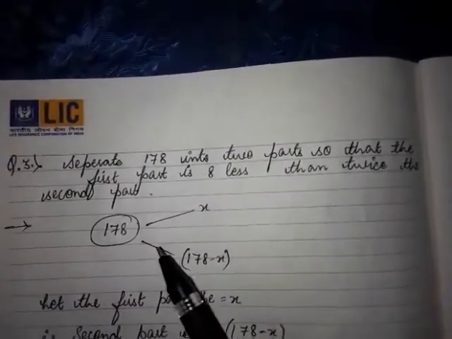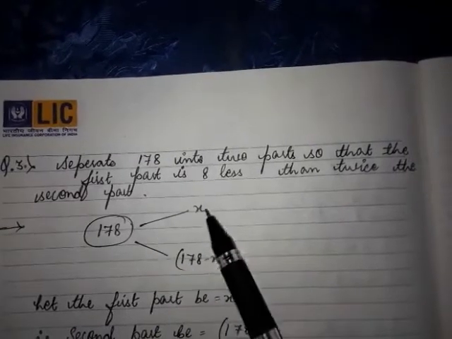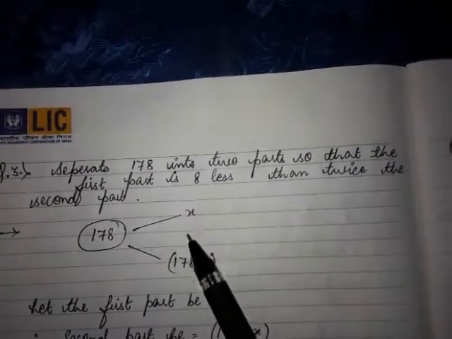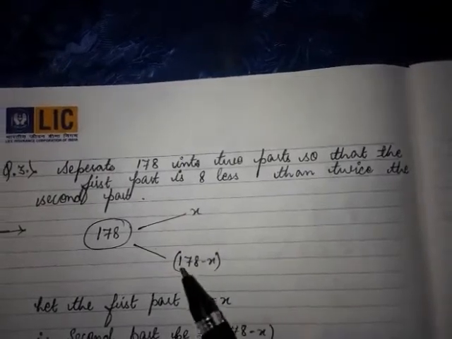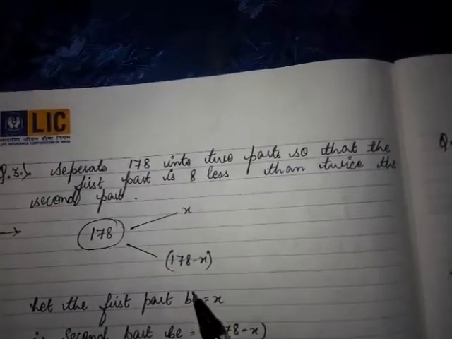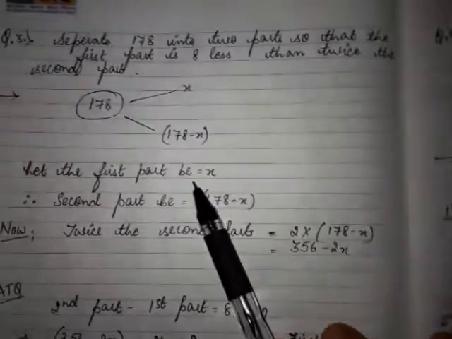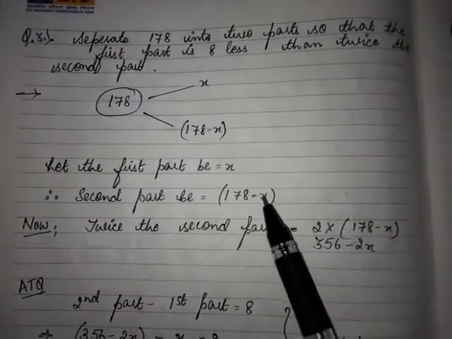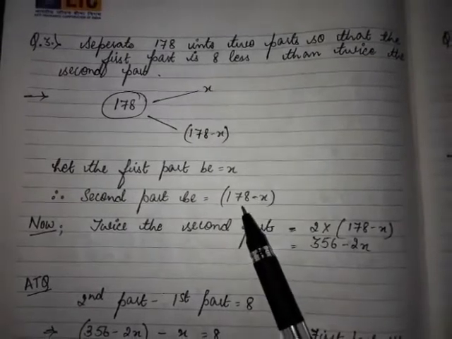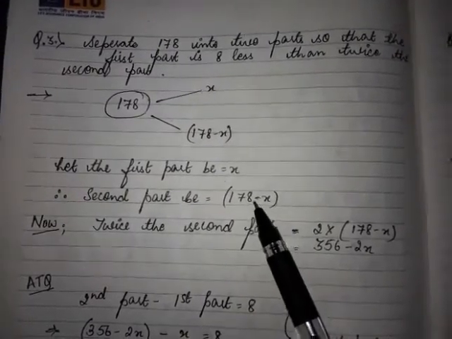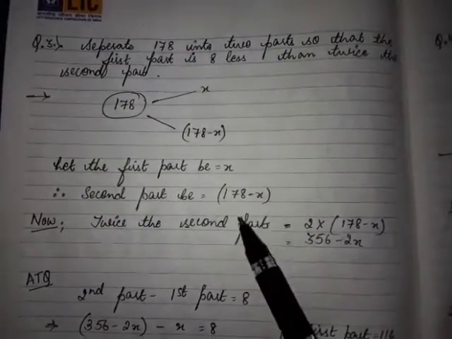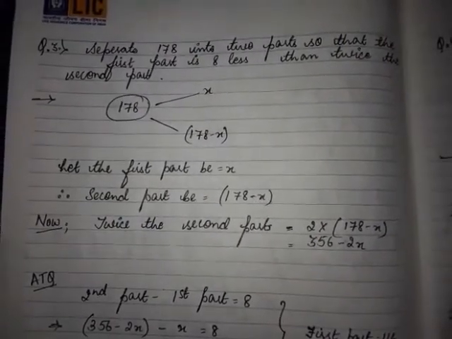What happens here? 178, let us divide it into two parts. One will be x, because we don't know the first part, so we can assume it as x. The second part will be 178 minus x. So let the first part be x, and the second part is 178 minus x. I have told you again and again, when there is a constant and a variable and there is a minus or a plus sign in between them, try to put them in brackets, so you will avoid calculation errors.